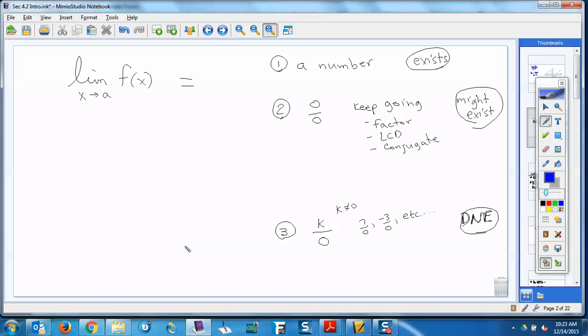Number 2, we get 0 over 0. If we get 0 over 0, we keep going. Maybe we factor. That's where we did least common denominator, conjugate, whatever. So the limit might exist. We just keep going and see if we can get a number out.